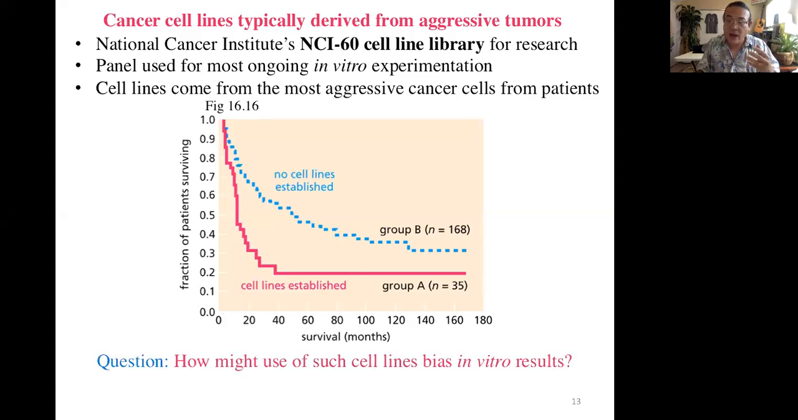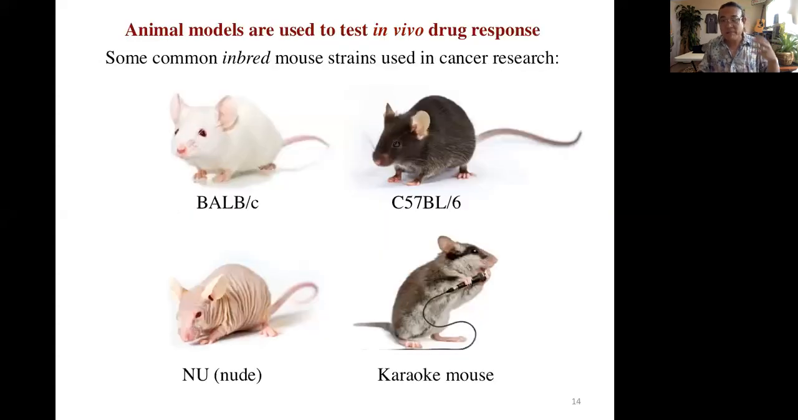So using these cell lines in the lab might bias your results if you're doing experiments in little dishes. Why? Because you need to be able to move into animal models. It's one thing for a dish of cells to behave a certain way, but what if you actually try using your drug in living in vivo tissues?